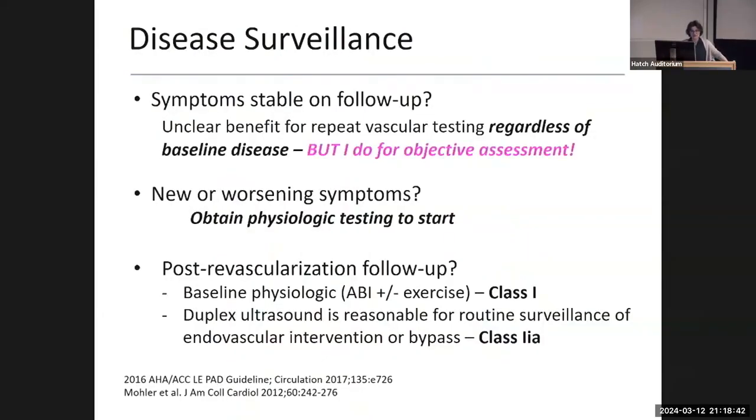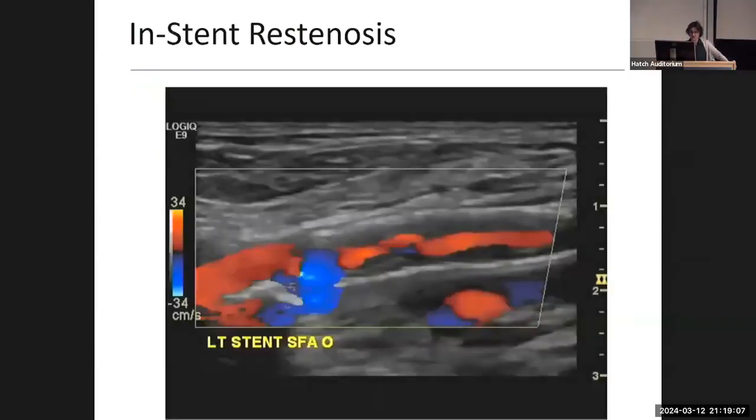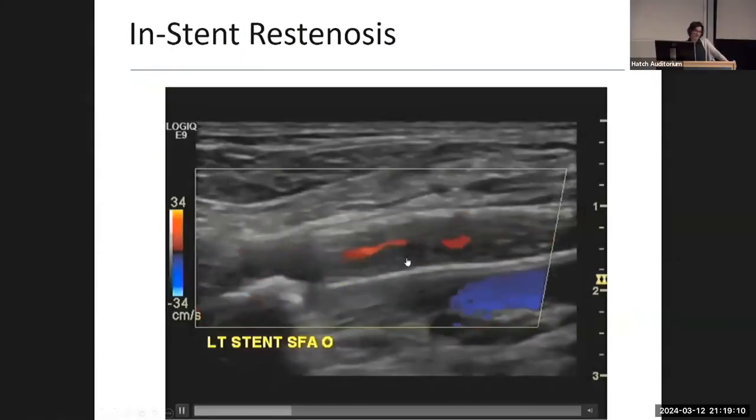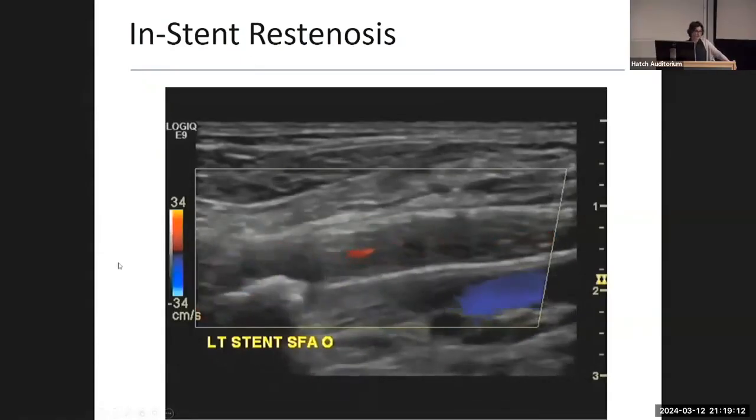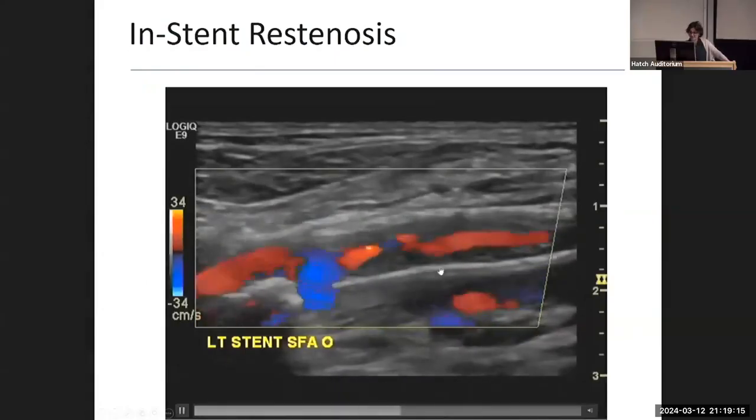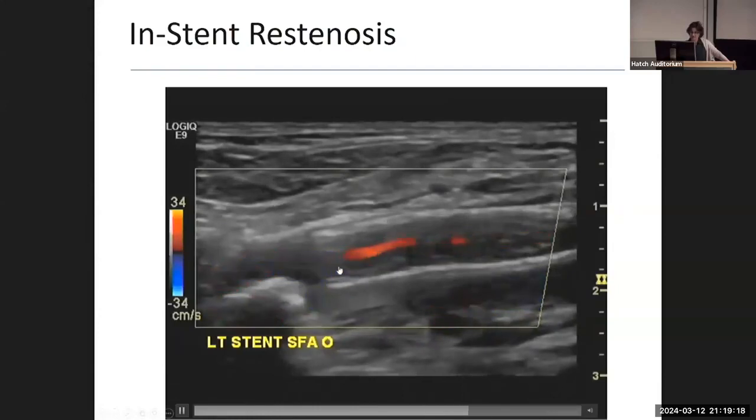What about surveillance? If your patient's symptoms are stable on follow-up, they say there's unclear benefit. I do it because, again, patients don't always report accurately how limited they are. If your patient has new or worsening symptoms, you want to get that physiologic testing to prove that they can't walk as far or they've got a new drop in their ABI. After revascularization, it's really a combination of physiologic testing and duplex ultrasound in follow-up. And duplex ultrasound can allow us to identify problems early. It's low risk, non-invasive. Here you can see there's a stent in the artery on the SFA. There's incomplete filling of the stent, and there's a stenosis here.